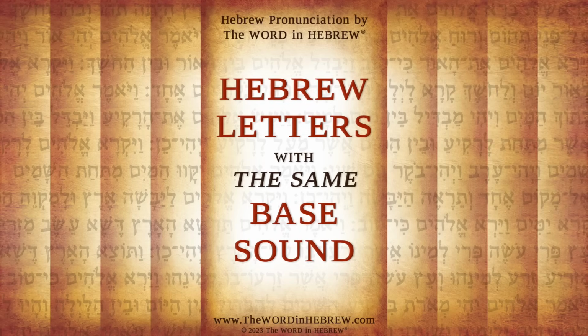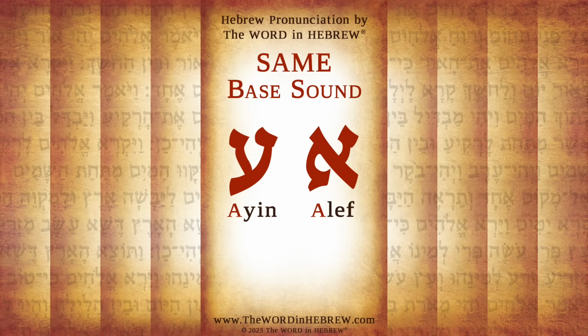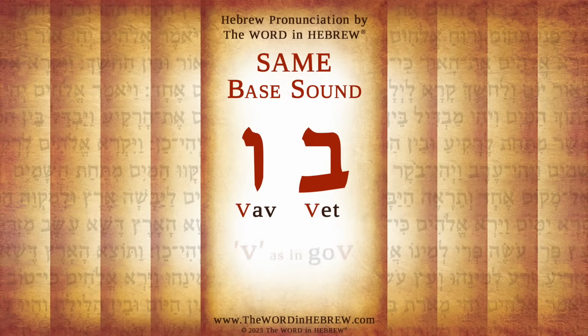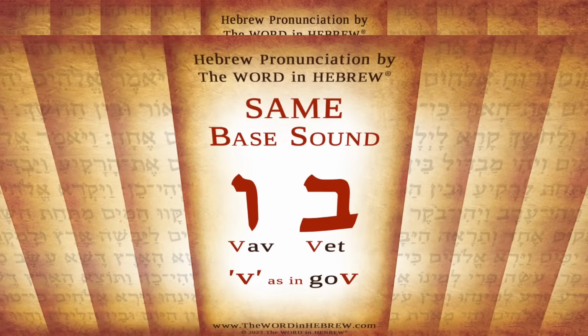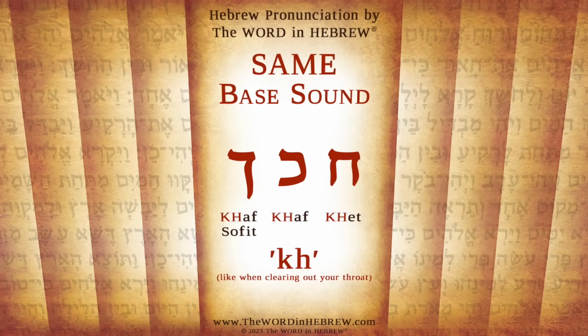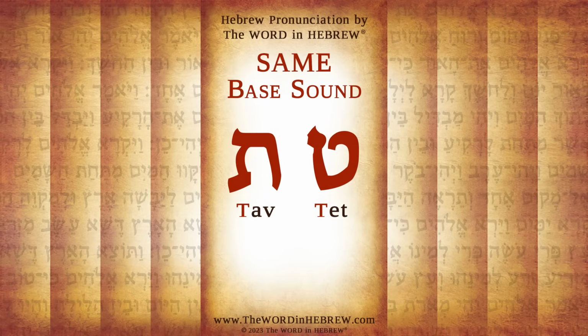Now let's learn all the letters with the same base sound. Alef and Ayin are both silent when they have no vowel. Vet and Vav both make V as in gav. Khet, Khaf, and Khaf sofit all make ch, like when clearing out your throat. Tet and Tav both make t as in get.